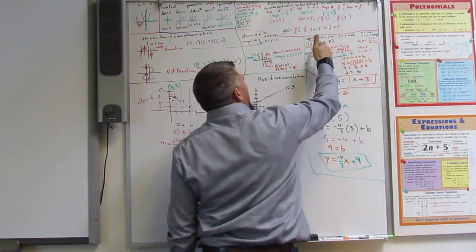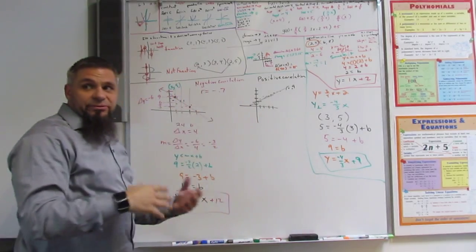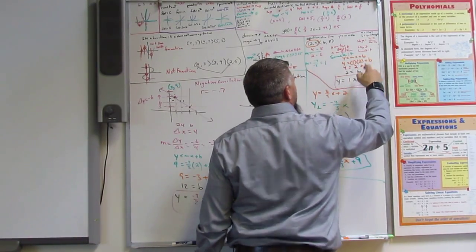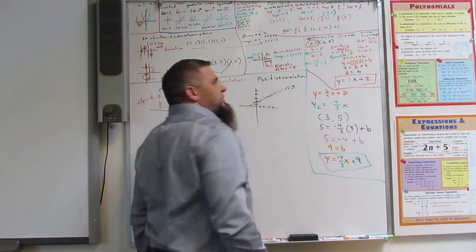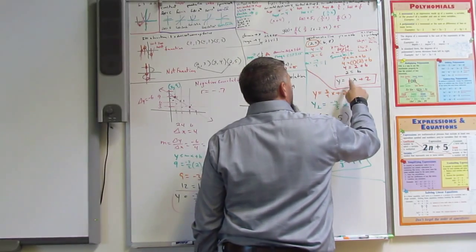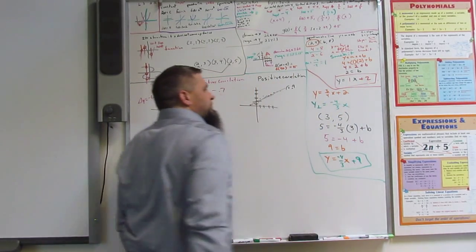Now you have your slope. You plug it in. You grab a point, 2 and 4. You plug in 4 for y, 2 for x. You solve it, you get b equals 2. Now you just plug it into y equals mx plus b. y equals 1x plus 2.